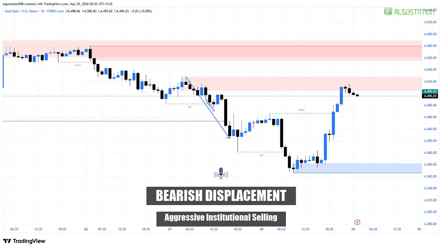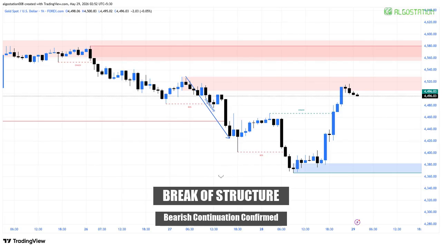This sharp displacement lower is critical. In smart money concepts, displacement signals institutional commitment. Retail traders usually focus on indicators. Institutions focus on imbalance, liquidity, and efficiency of delivery. Here we can clearly identify a break of structure. Once price violated the previous protected low, the market confirmed bearish continuation. This is where smart money gained full control of order flow.